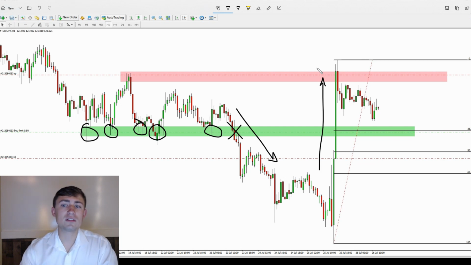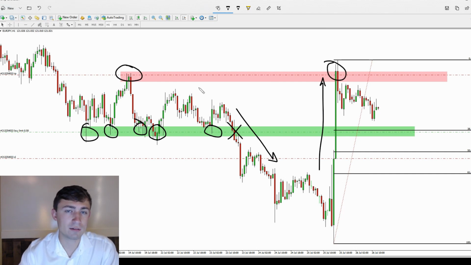So here, what we saw is price came spiking to the upside and found some major rejection in this area. Keep in mind, that's where we're going to potentially be looking to take a take profit if price does come to our region of buy limit. So we've set a buy limit down in this area.